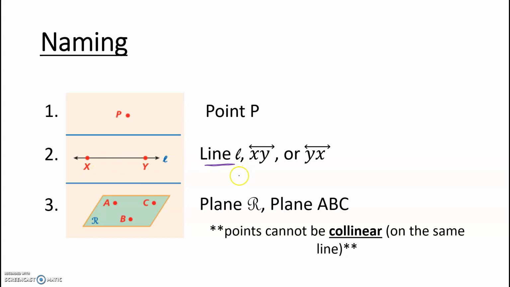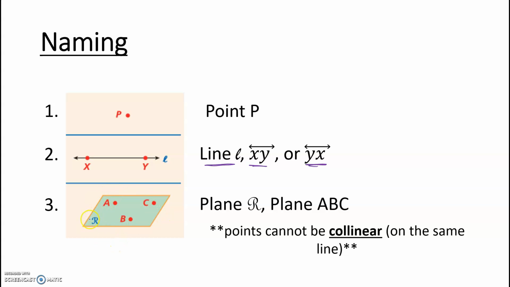So you can use 2 points. You can use that little cursive letter hanging out on the end, or you can pick any 2 points on that line. There happen to only be 2 points on this line, so we could call it line XY or line YX. Order does not matter. So you would read this as line XY, and you would read this as line YX.